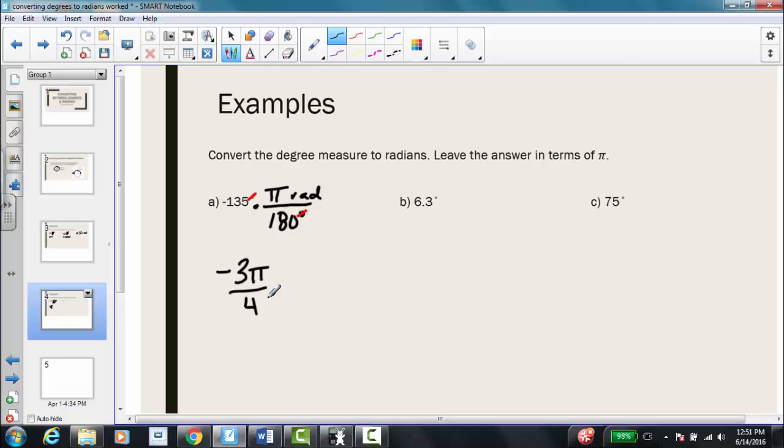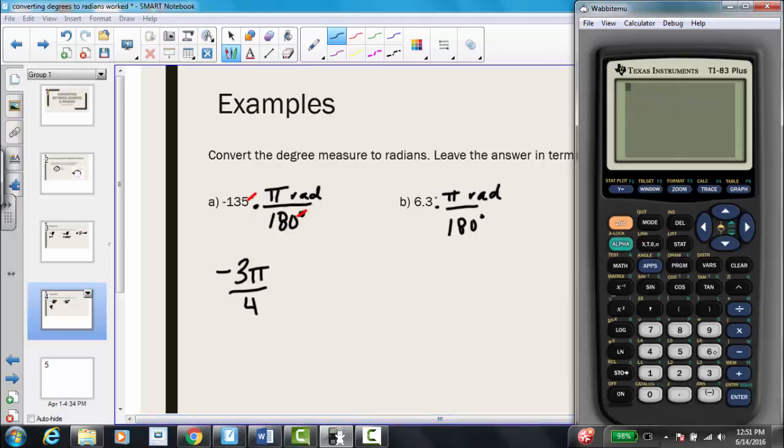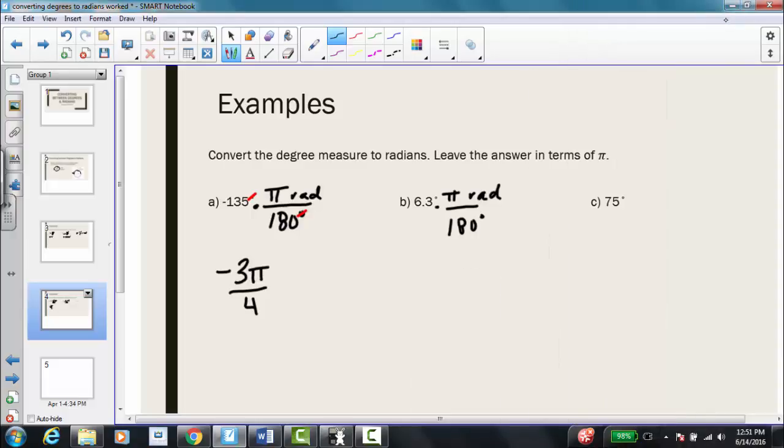The next example is 6.3. Again, multiplying that by my conversion factor, pi radians over 180 degrees. In my calculator, 6.3 divided by 180 degrees gives 0.035. Again, we want to convert that into fraction form, and that leaves me with 7 over 200. So I get 7 pi over 200. And the last one, 75 degrees.